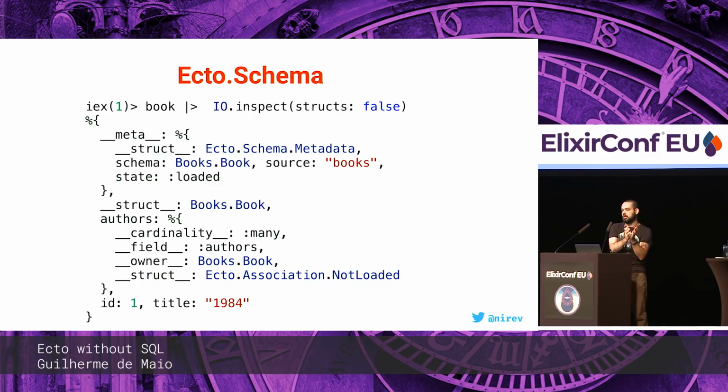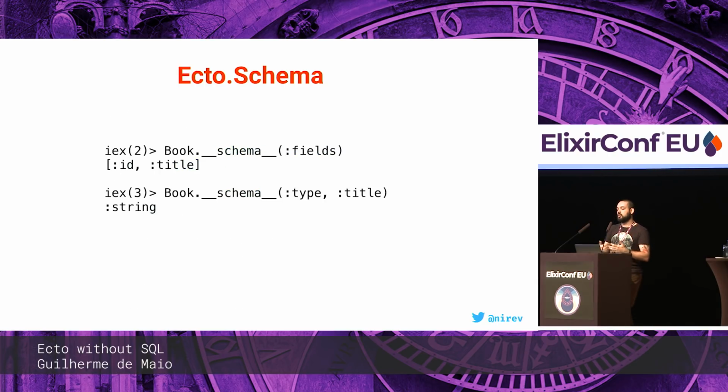So if you take a book and inspect it and look at what it has, what Ecto schema is adding is this meta field, which is the metadata, which tells Ecto what is the schema that was used to build this structure, what is the source, what is the state. This structure might have been loaded from the database, it might have been just created. Then for the fields, when it's an association, you can have the association, or in this case, it's not loaded, so you have just metadata telling Ecto what it is.